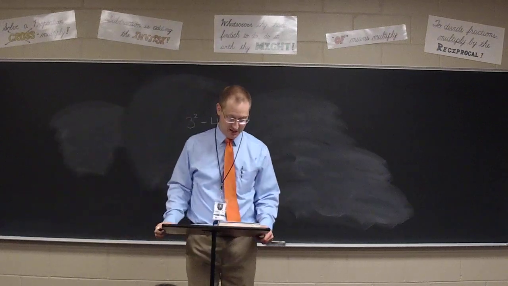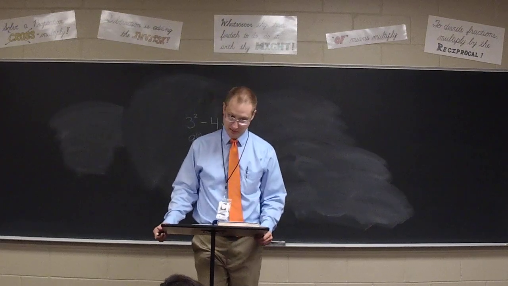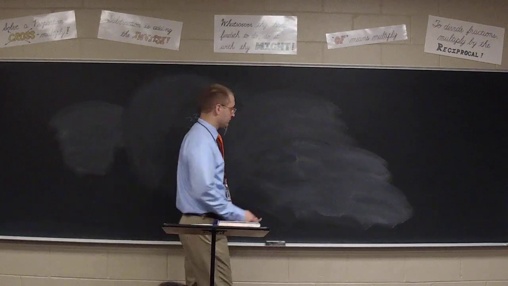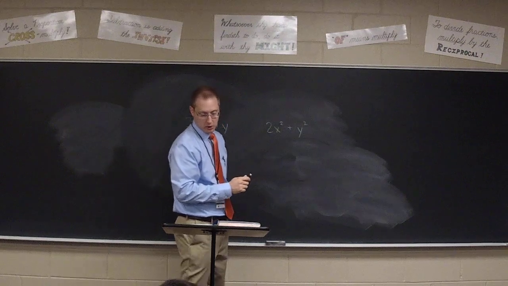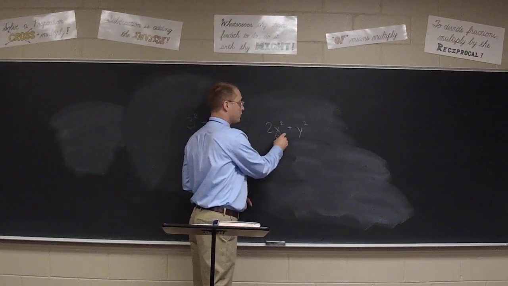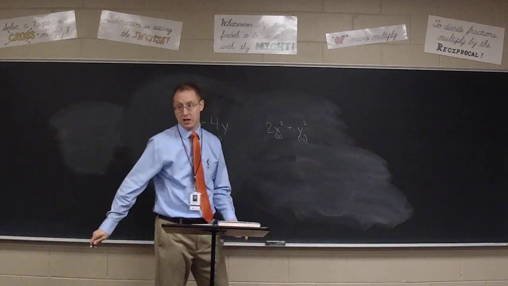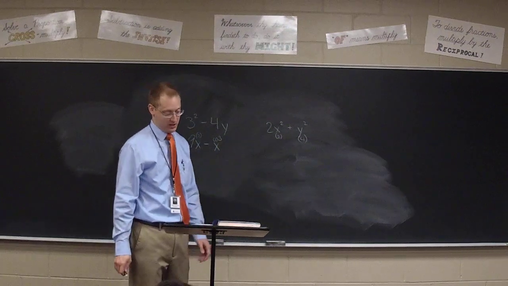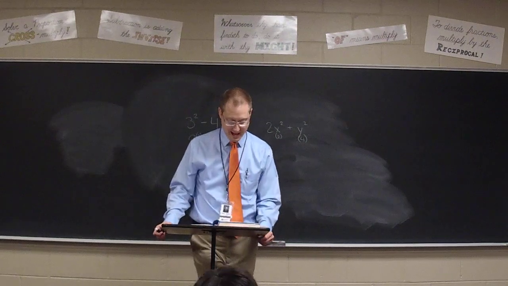All right, number 13. The product of 2 and x squared increased by the square of y. Brecken, how did you represent this? 2x squared plus y squared. Good, that's correct. Given a value of x being 2 and y being 4, what did you get for the evaluation? Let's go back to Gavin. 24 is correct.